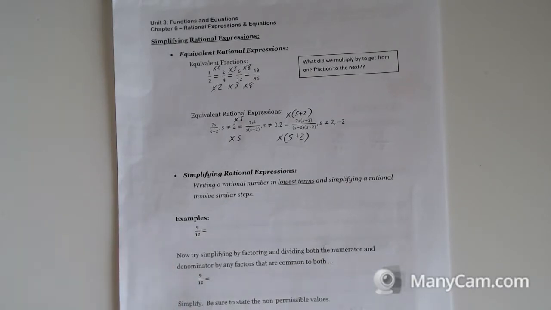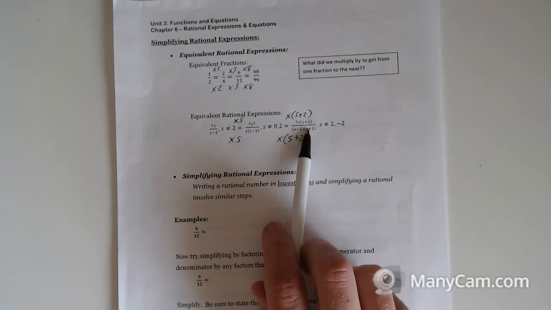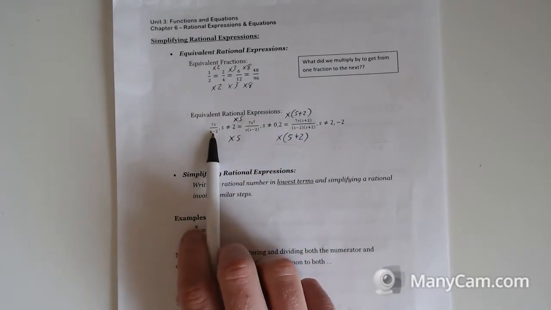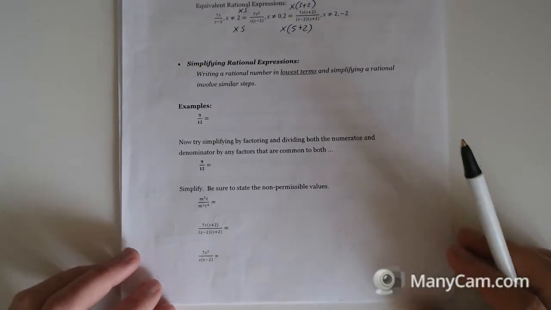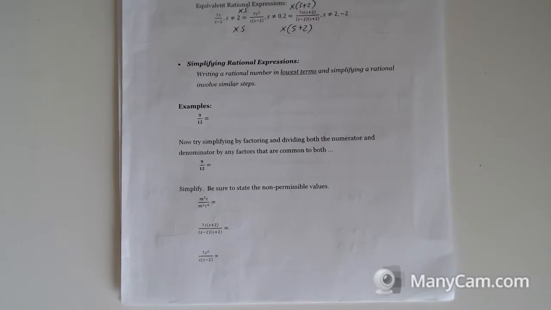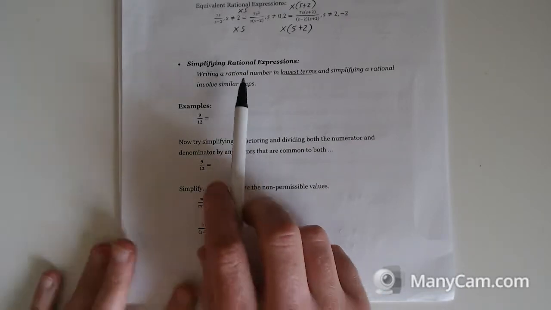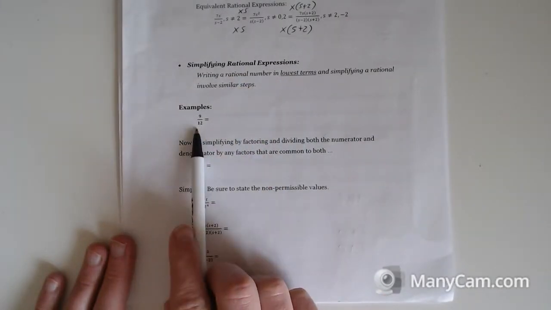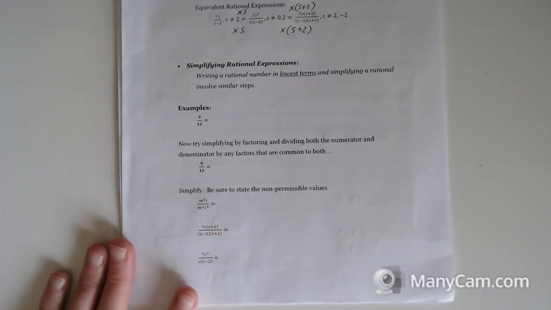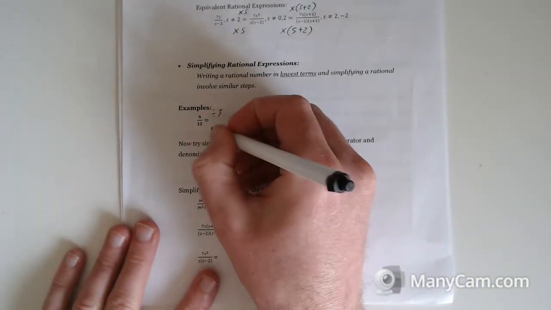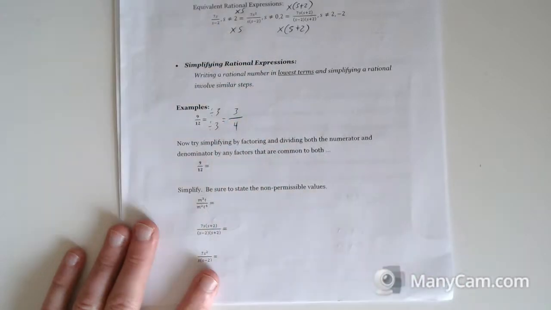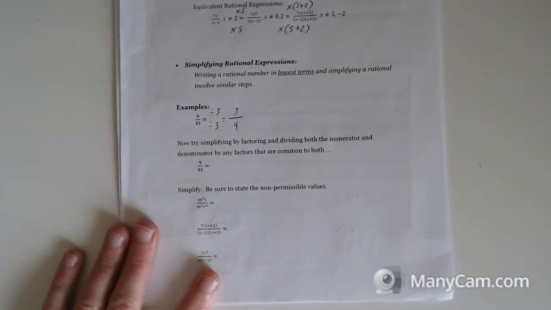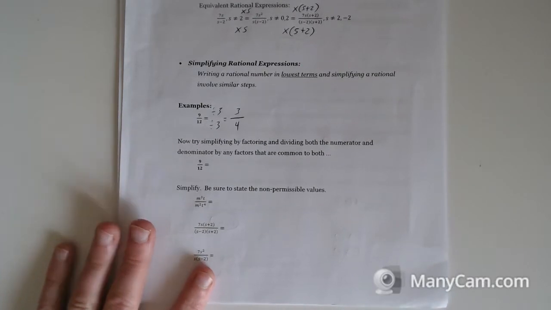So we're going to be doing things like this to simplify. And we could go backwards as well, of course. If we had this, we could go back to the simple expression. And that's what we're going to be doing more often. So simplifying a rational expression, writing a rational number in lowest terms, and simplifying a rational involves similar steps. So writing a rational number in lowest terms, if you had this rational number, how do you write it in lowest terms? Well, you're going to divide by 3 to make it 3/4. And it's very similar to how we're going to simplify rational expressions as well.